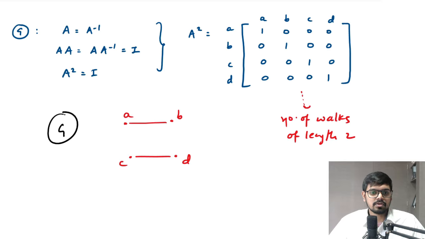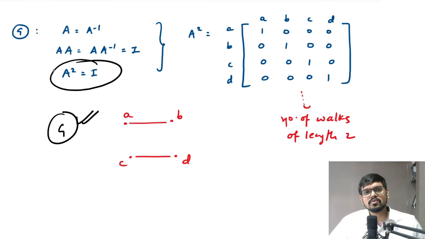So yes, we have such a graph. A graph exists which satisfies the condition A squared is I. Check here. A to A, only one such walk of length 2. Yes, A to B, B to A. Only one walk of length 2.